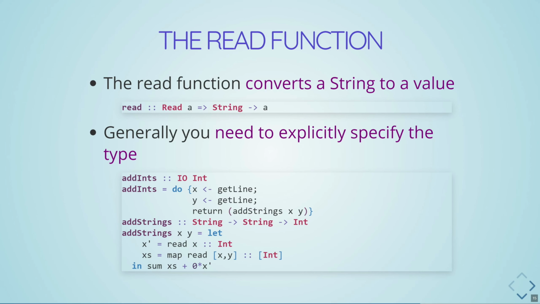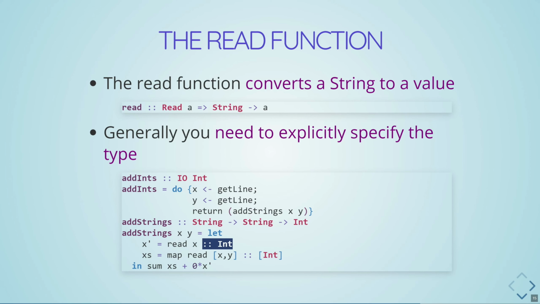So if I wanted to convert just x manually, I would say read x, and then I would have to specify, using these double colons like I usually do, the type for it, okay? Without these double colons, it wouldn't know what you want to read x as. So you have to do this.